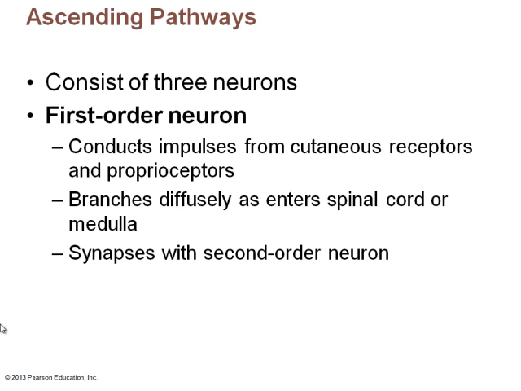Going up, sensory, consists of 3 neuron connections. First order neurons bringing information in from cutaneous receptors. What's cutaneous? Yeah, exactly. And proprioceptors. That inner ear stuff for balance. Branches, spinal cord or the medulla, and synapses with a second order neuron. The handoff guy, yes?